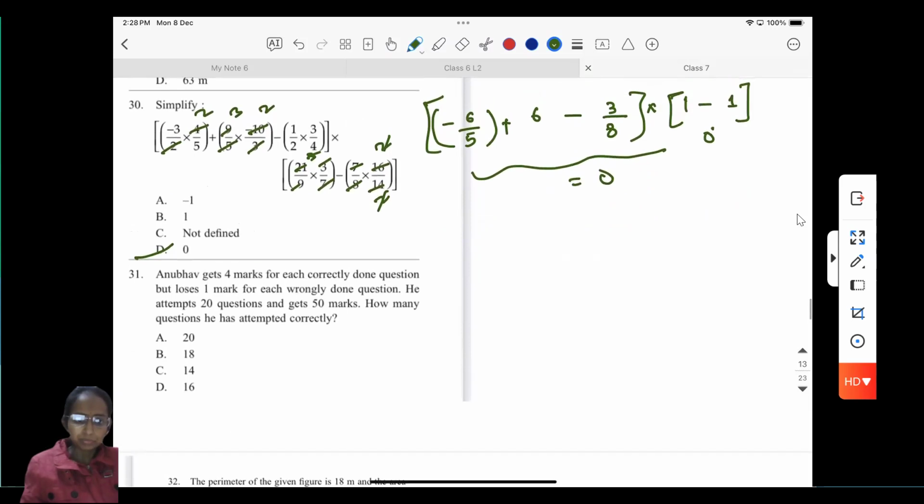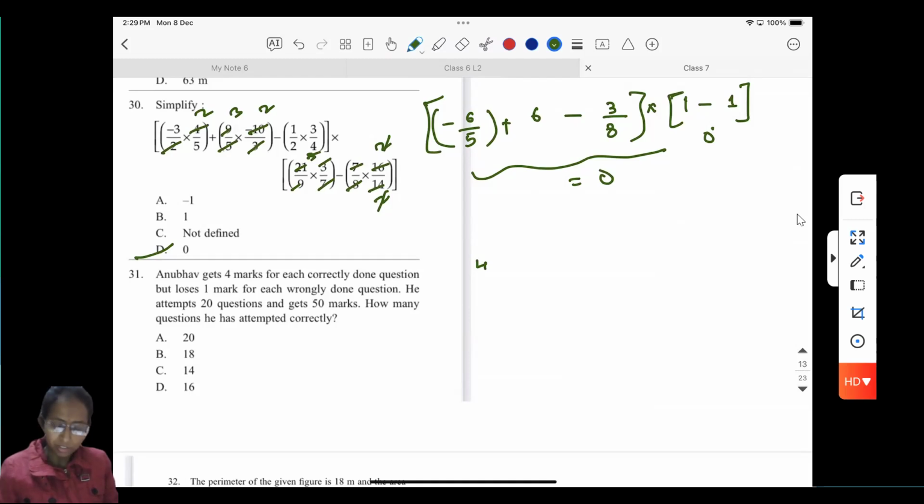Anubhav gets 4 marks for each correctly done question but loses 1 mark for each wrongly done question. He attempts 20 questions and gets 50 marks. How many questions has he attempted correctly? So we are having 4 marks for each correct question, and 20 questions he attempted.